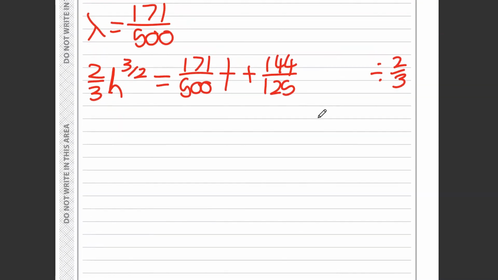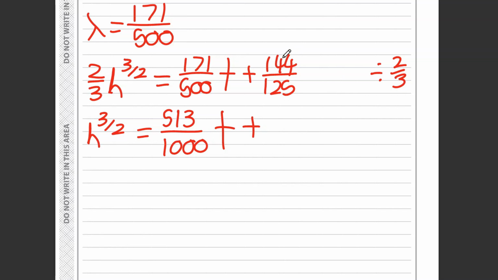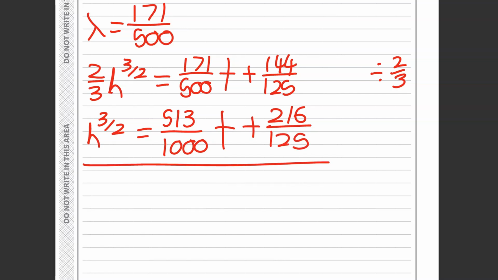So if we do this on this side, it's now going to be h to the power of 3 over 2 on its own. This 171 over 500 divided by 2 over 3, if you put it into a calculator, is equal to 513 over 1000 t, and then plus, if you divide 144 over 125 by 2 over 3, it's equal to 216 over 125, and this here is the final answer where we found A and B.